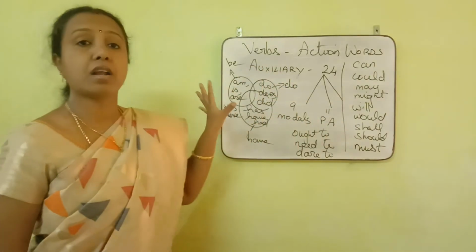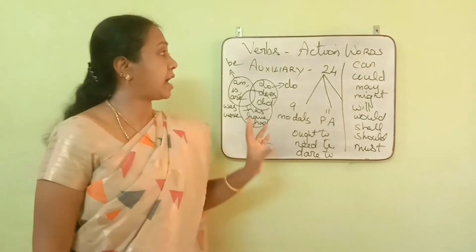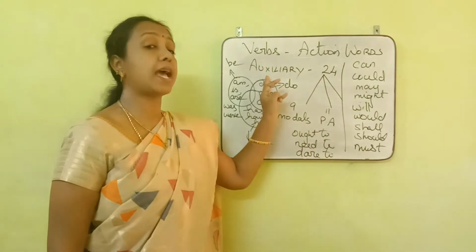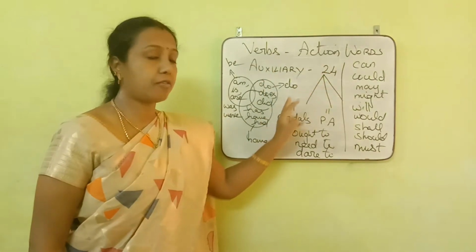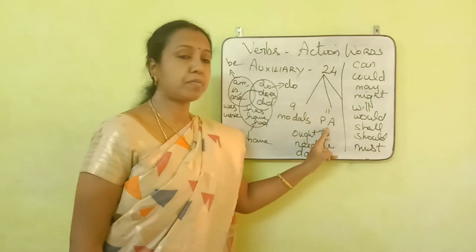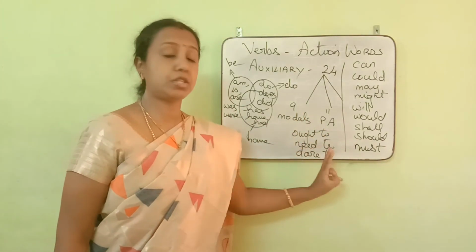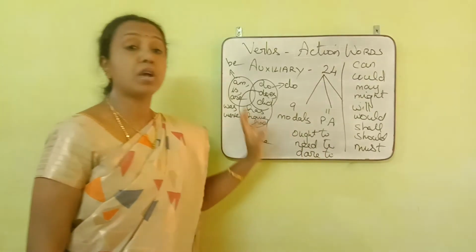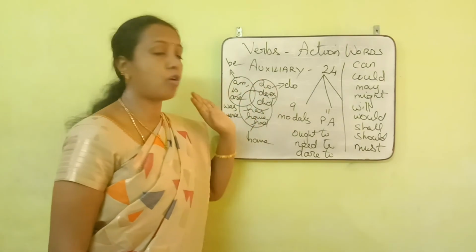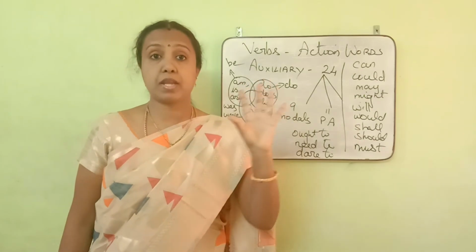So these are auxiliaries. So what is a verb? Verbs are action words, and you have 24 auxiliaries. What is an auxiliary? It is helping the main verb, and therefore the 24 is divided into 3: 9 modals, 11 primary auxiliaries and 4 semi-modals: ought to, need to, dare to and used to. And of course these are the be verb forms, do verb forms and have verb forms in a Venn diagram so that it will remain in your mind.